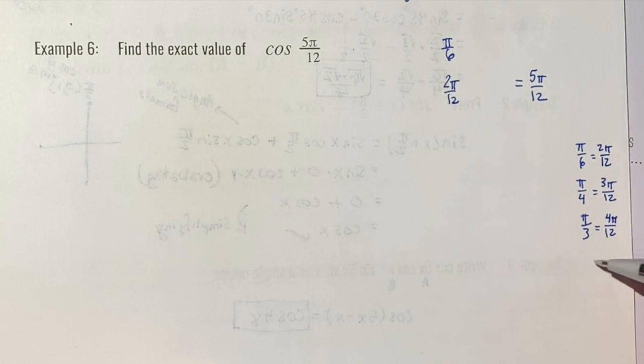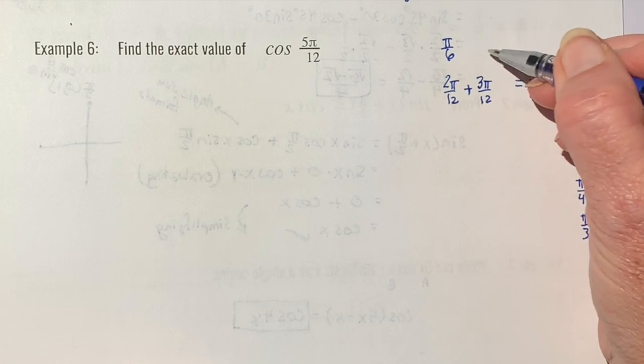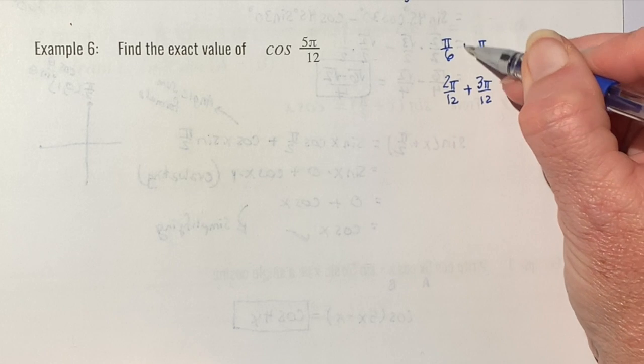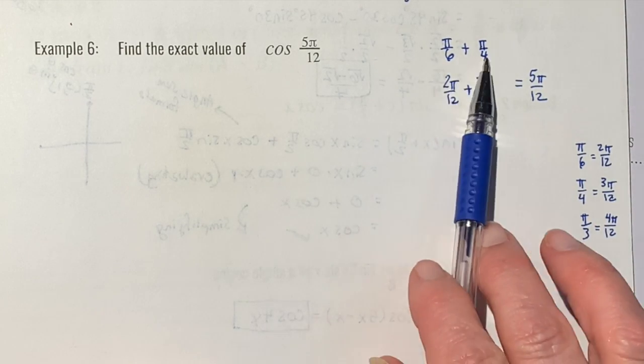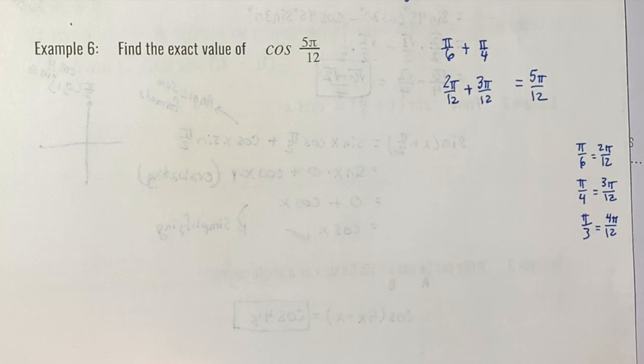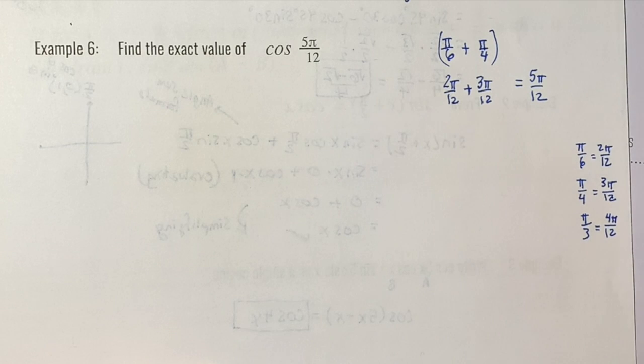Okay, so these are my common angles I want to work with. But as I'm looking at these, 2 pi 12ths and 3 pi 12ths, well, there you go. That gives me my 5 pi 12ths. 3 pi 12ths is the same thing as pi 4. So basically, pi 6 plus pi 4 equals 5 pi 12ths. It's just harder to see because they don't have the same denominator. So I could use this as my angle sum and go with it. Let's see if there's another one I can do.